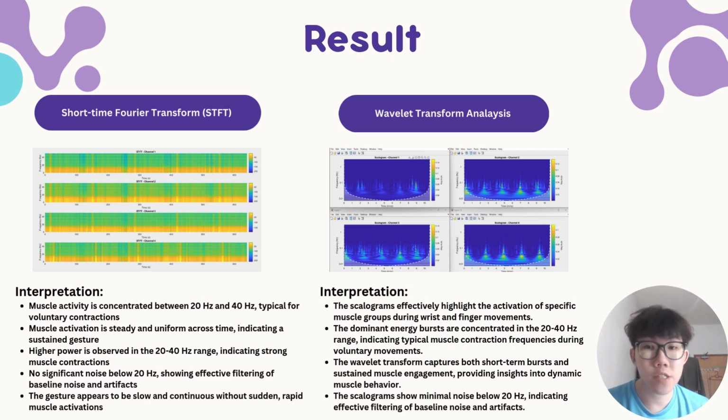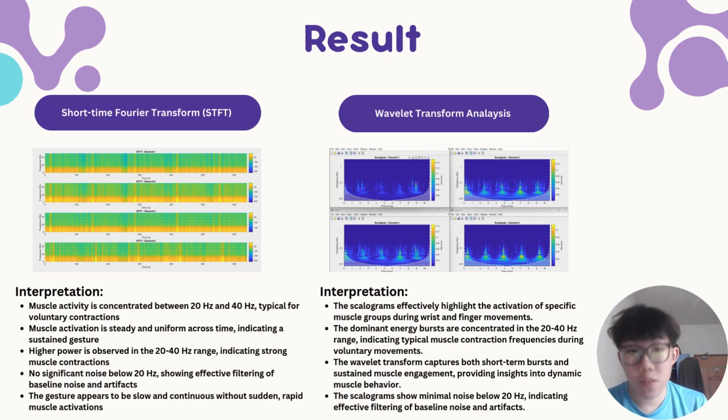So from the interpretation of STFT, first of all, the muscle activity is concentrated between 20 and 40 Hz, which is typical for voluntary contraction, while muscle activation is steady and uniform across time, indicating a sustained gesture. A higher power is observed in the 20 to 40 Hz range, indicating strong muscle contraction, while at the same time there is no significant noise below 20 Hz, showing effective filtering of baseline noise and artifacts. And also, the gesture appears to be slow and continuous.